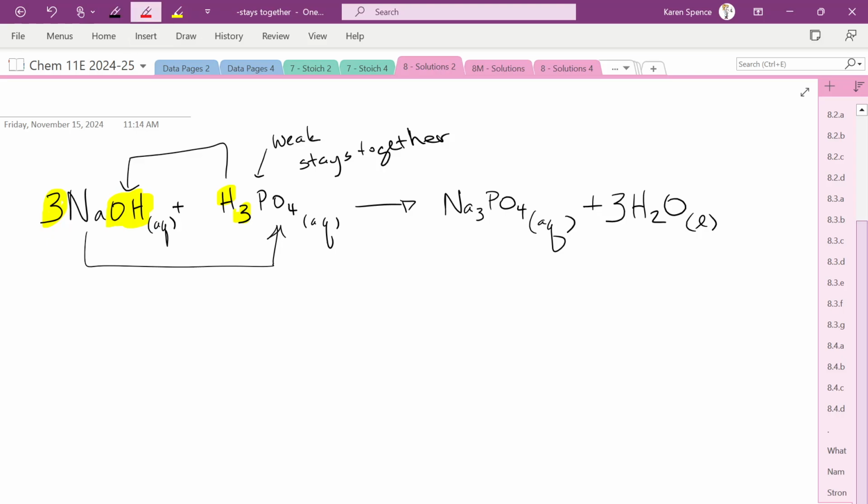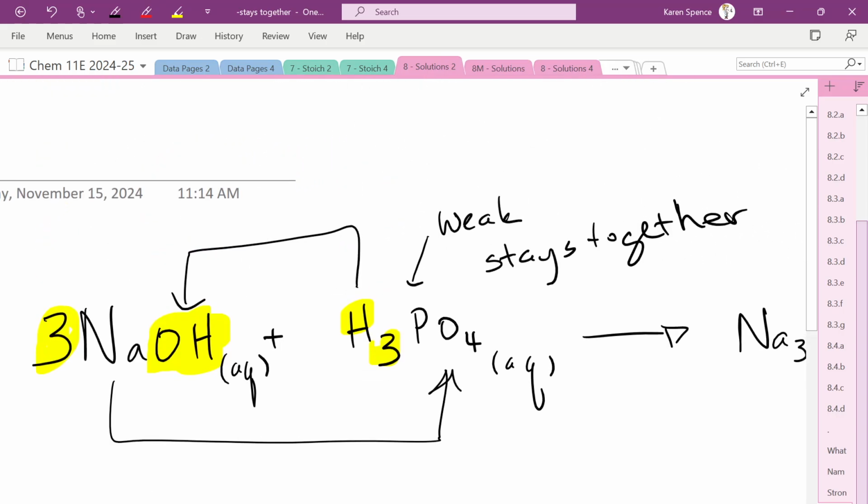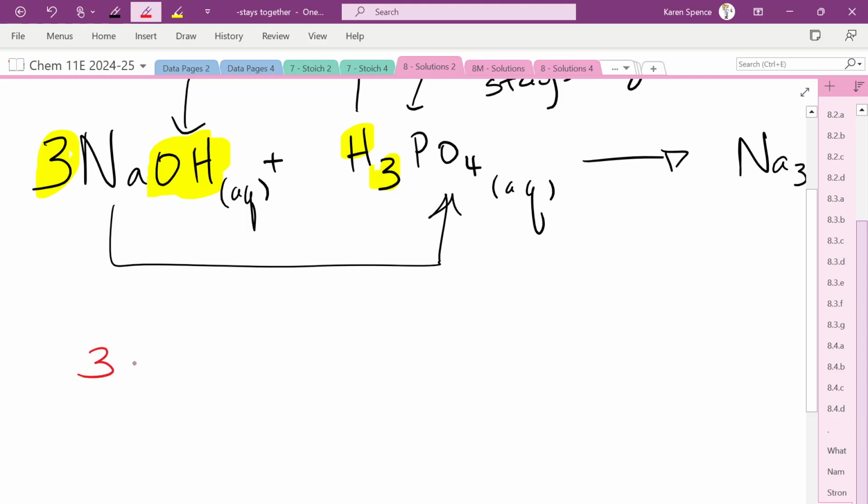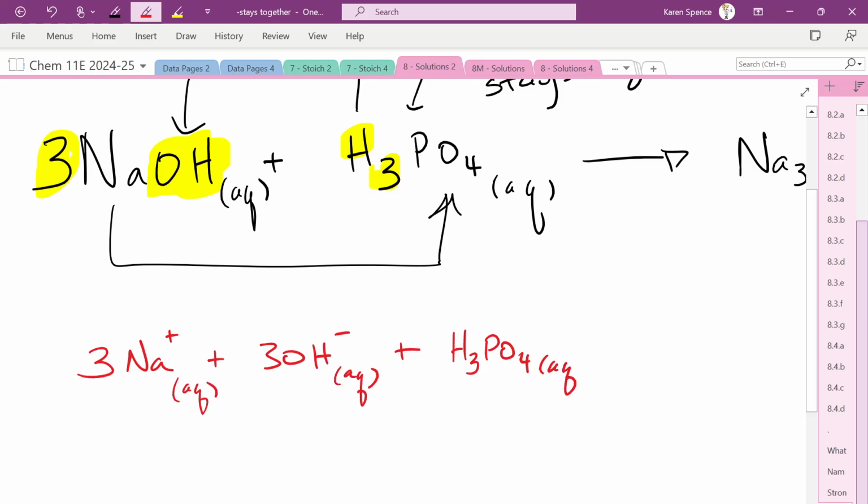Would we split the NaOH or keep it together? Split it. 3Na plus 3OH. States: aqueous, aqueous. Good. Charges: plus, minus. H3PO4, split or stay together? Stay together. H3PO4 aqueous.